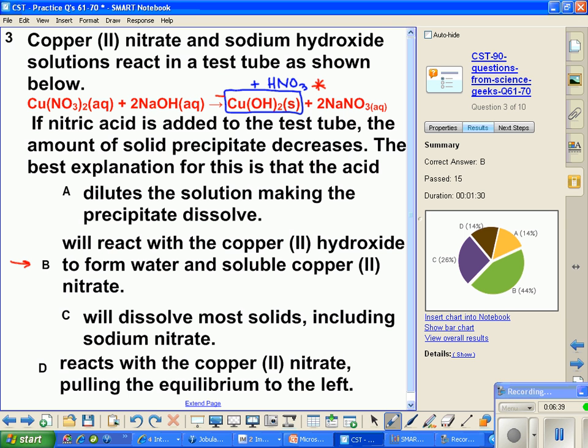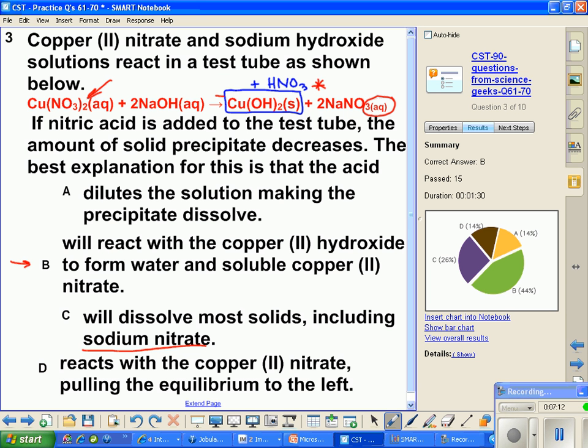Copper 2 nitrate is what we have over here, which really has nothing to do with it, but what does happen is that the copper 2 hydroxide will be dissolved. Now, it'll dissolve most solids, letter C, including sodium nitrate. Sodium nitrate, this guy is not a solid. It shows you right up here that he's aqueous. So that's a bogey.